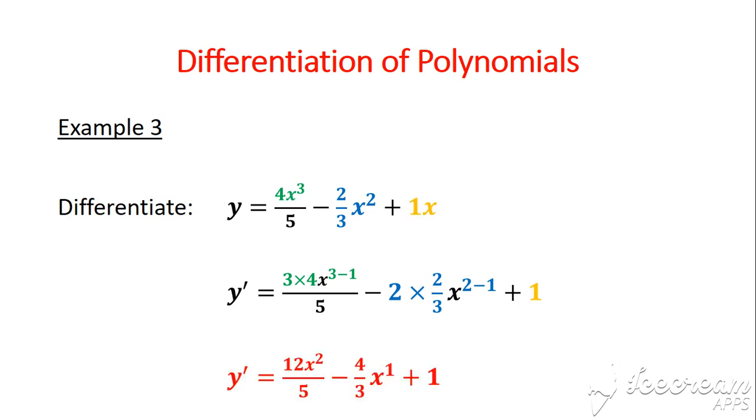So when we tidy it up, we get y dash is equal to 12x squared all divided by 5 minus 4/3, because 2 times 2/3 is 4/3, times x to the 1 plus 1, but we don't need the power of 1.